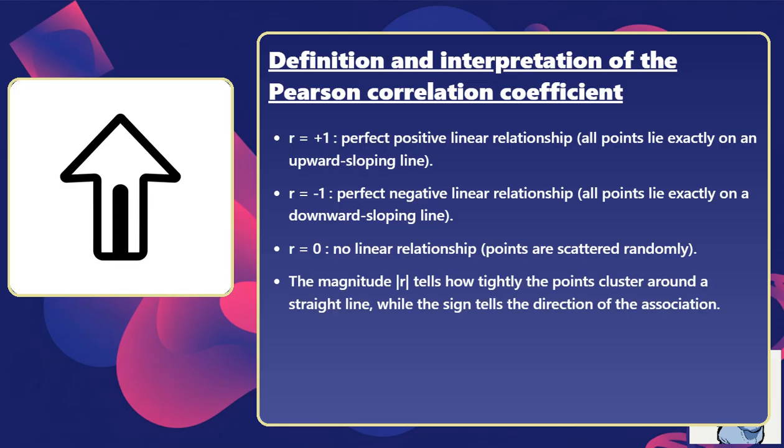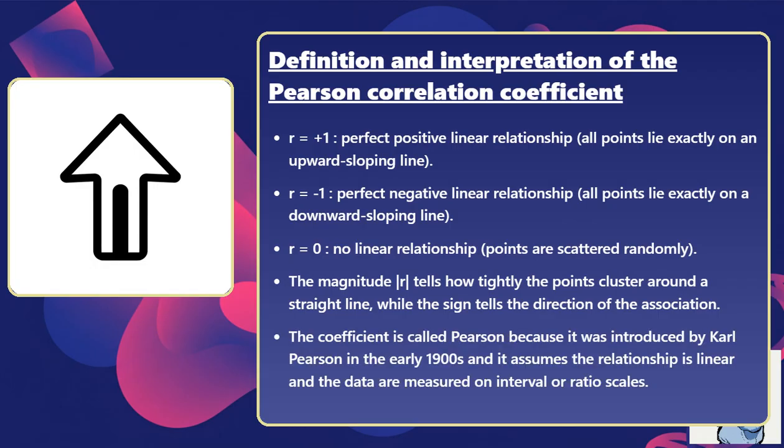The magnitude of R tells how tightly the points cluster around a straight line, while the sign tells the direction of the association. The coefficient is called Pearson because it was introduced by Karl Pearson in the early 1900s, and it assumes the relationship is linear, and the data are measured on interval or ratio scales.